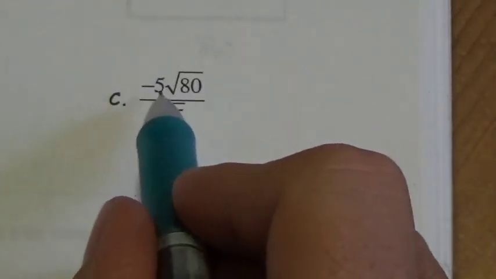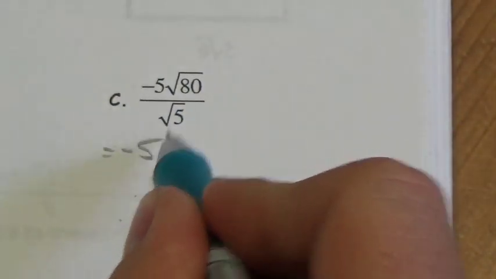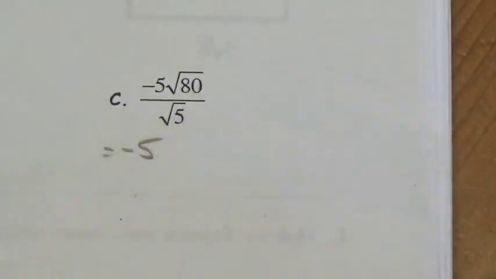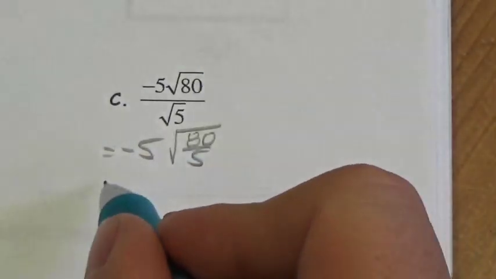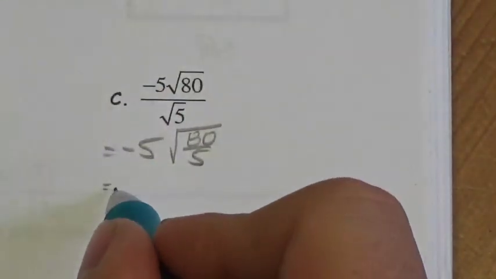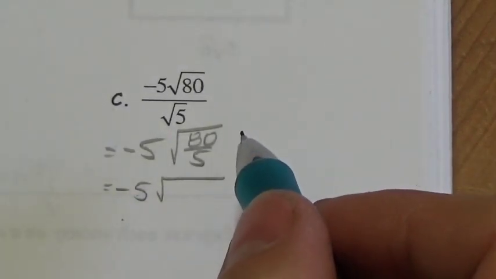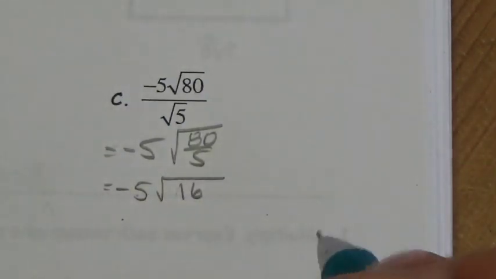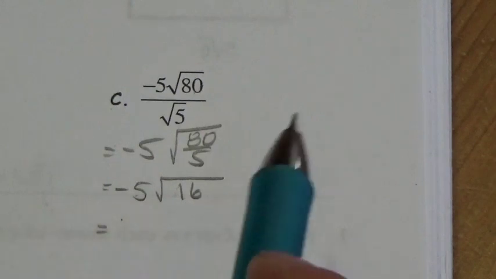Okay. Negative 5 root 80 over 1 root 5. So negative 5 divided by 1 is going to be negative 5. Now in this case, 80 is divisible by 5. So I could make this 80 over 5. And when I do that, that becomes negative 5 root, well, 80 divided by 5 is going to be 16. Now, I'm not quite done though, because I know that the square root of 16 is 4.